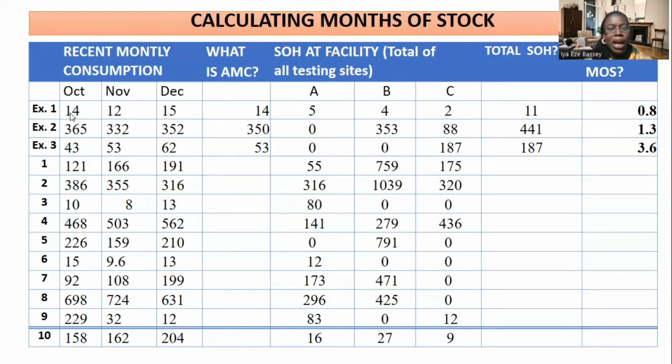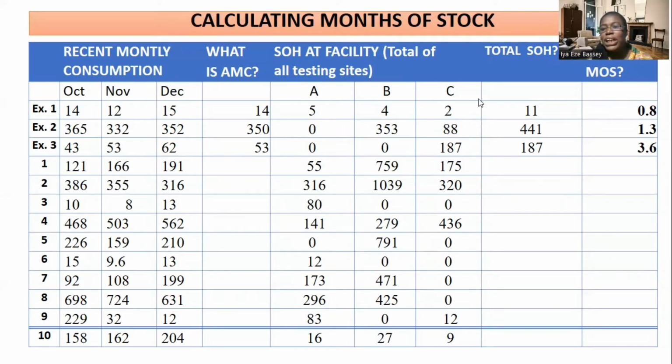All right, so let's look at example one. I want to calculate my average monthly consumption for example one. In October, 14 tests were carried out, November, 12 tests, December 15 tests. What I will do is add 14, 12, and 15 together and divide the amount I get by 3. That should give me 14. If you do have a fraction, you can round it up, which is what I have done now. Some of you may have 14.6 and all that. Round it up or round it down to give you the correct value.